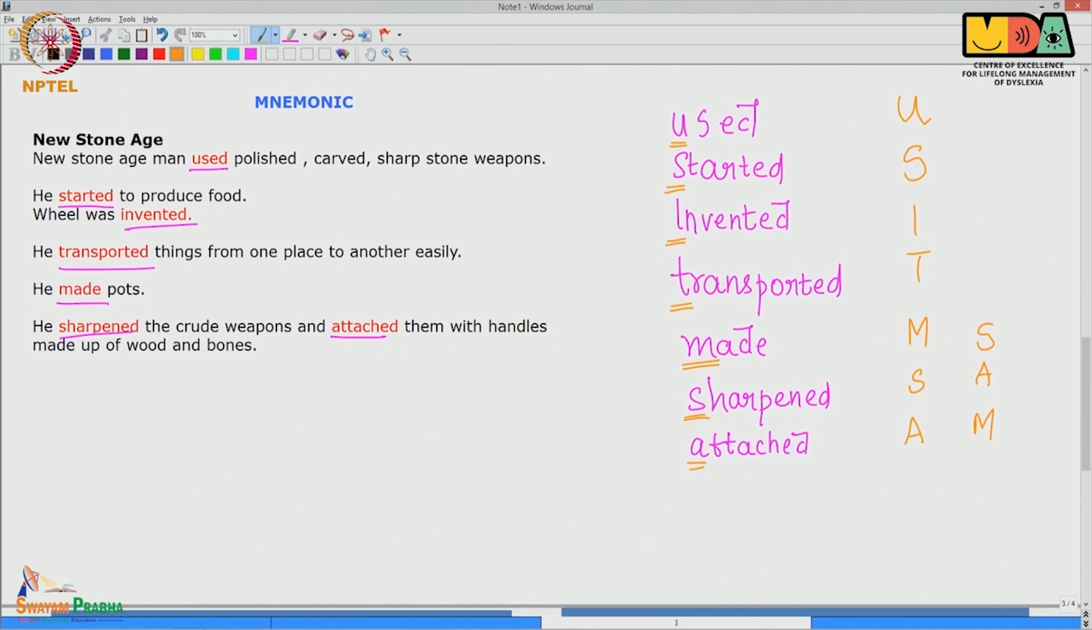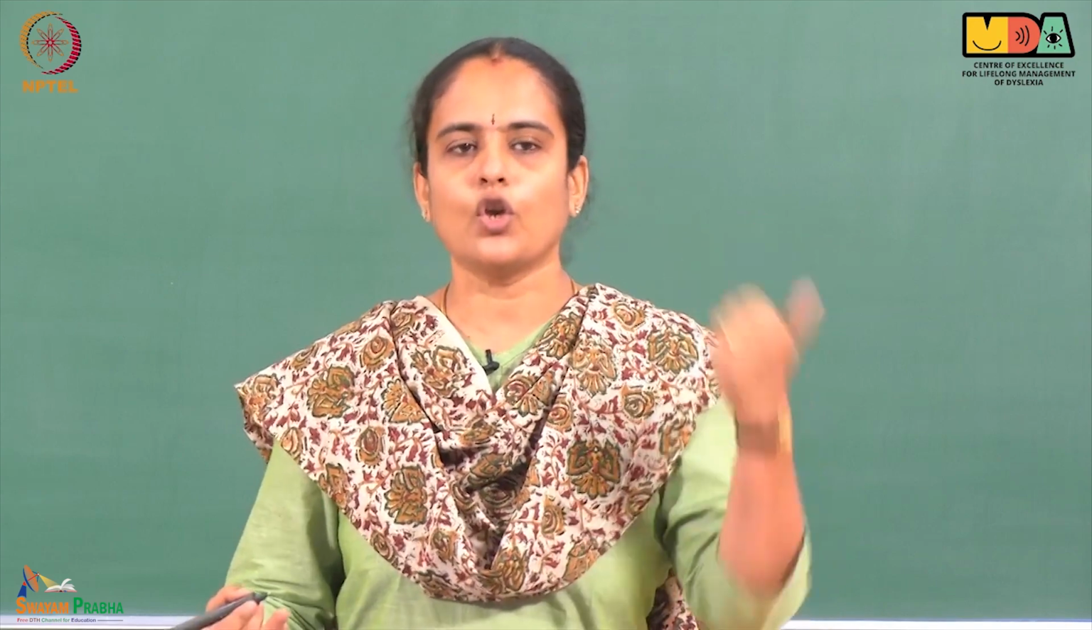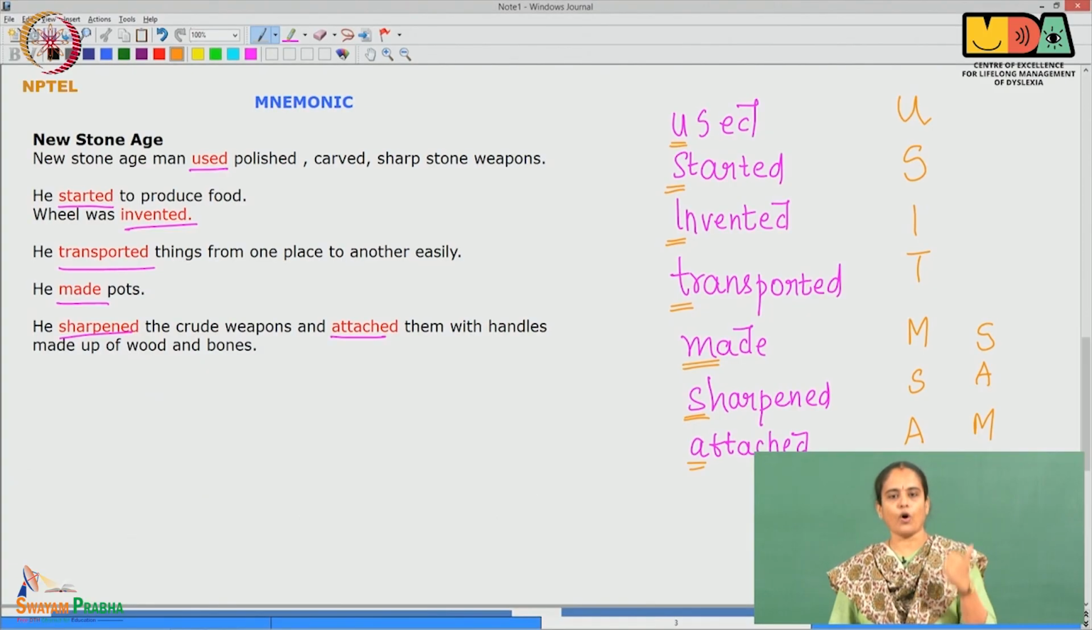So, I can form a mnemonic and then fit the sentence to correlate with the mnemonic. So, the first thing is used, started, invented, transported. So, U, S, I, T. Instead of M, S, A, I am going to reshuffle and I have written it as Sam, because it is easier to remember a boy's name. So, the mnemonic that I am going to use here is U-S-I-T Sam. So, the mnemonic that fits into this answer would be U-S-I-T Sam. Now, using this mnemonic, learning has to be done.